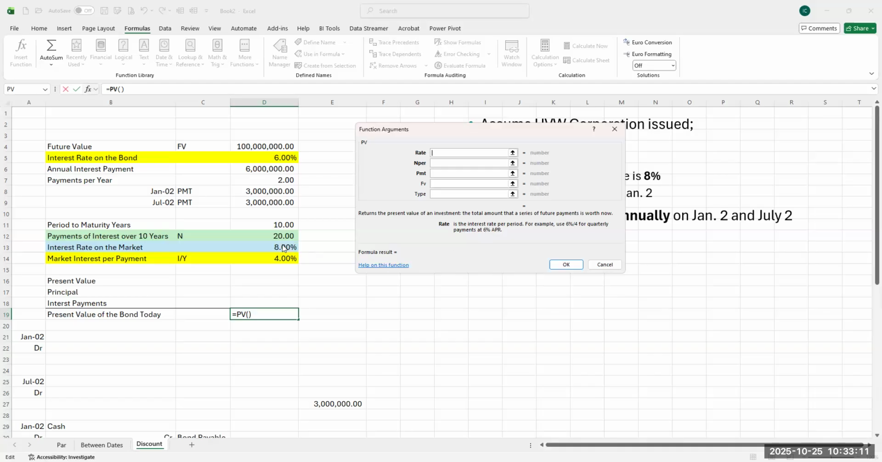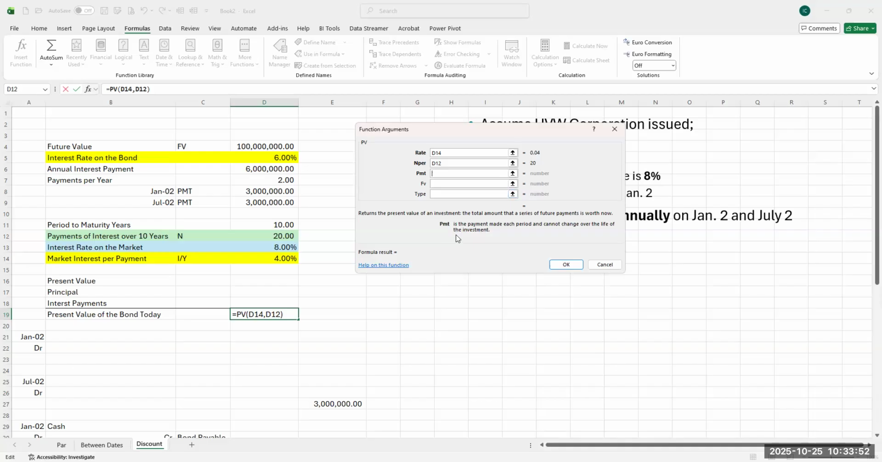In our case, the market rate is 8. Since we're paying semi-annually, the percentage should be 4. So we're using the 4%. N is the total number of payments in the investment. So it's 10 years, but the total payments are twice per year. That means 20 payments.